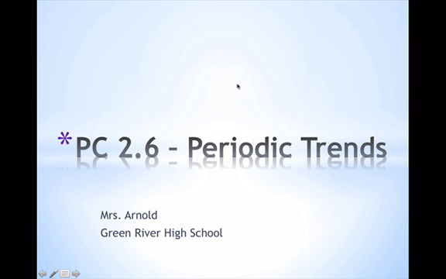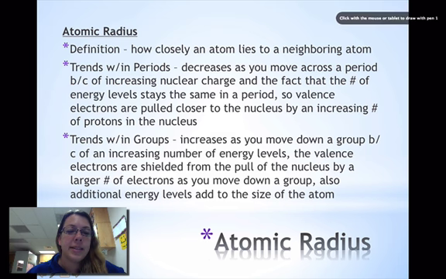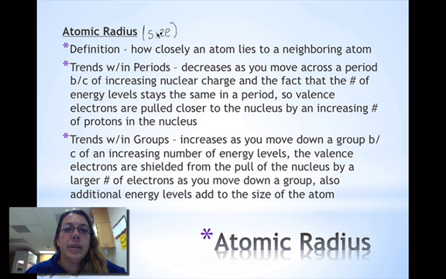This is podcast 2.6 for chemistry, and we're going to talk about the 4 periodic table trends. Atomic radius is the first one we're going to talk about, and that's the size of the atom. So the size of the atom, here's the actual definition. You can just think of it that way though.